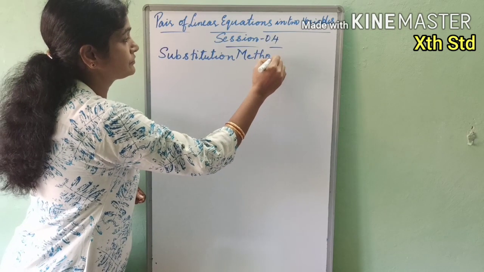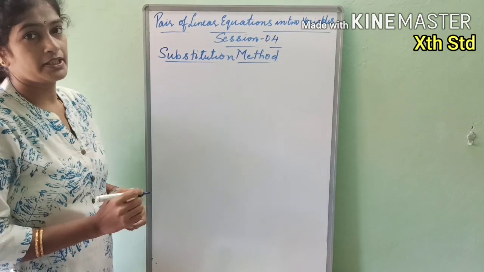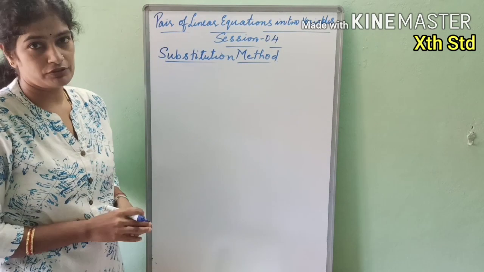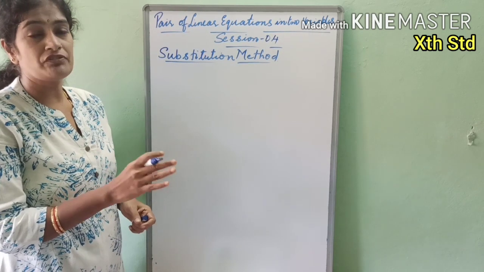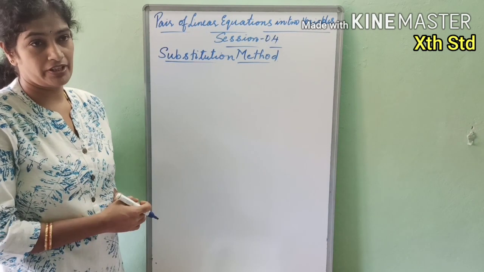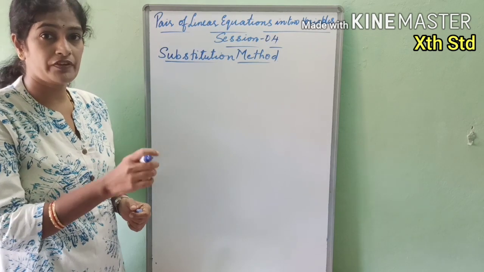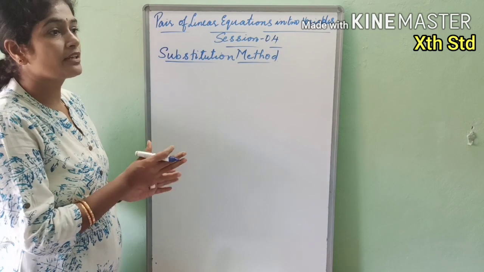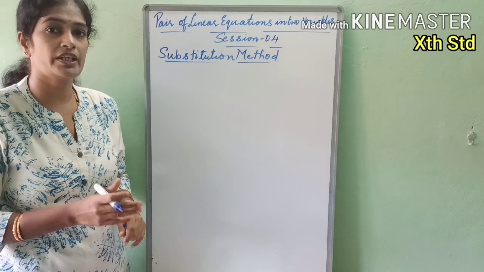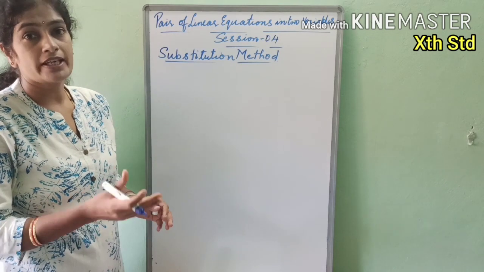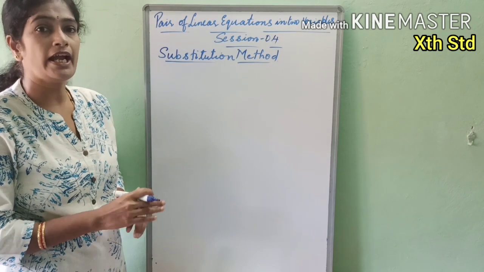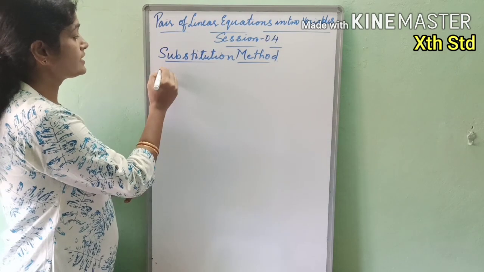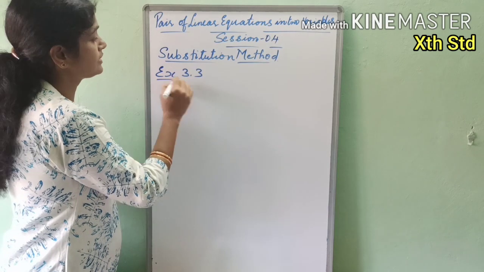Substitution method. So basically in the substitution method, when we have linear equations in two variables, we choose any one of the equations and try to express one variable in terms of the other variable, and what we get, we will substitute in the other equation. That means we are reducing the equation in two variables to one variable, get the value of one of the variables and again substitute back. Let's understand this by doing exercise 3.3.